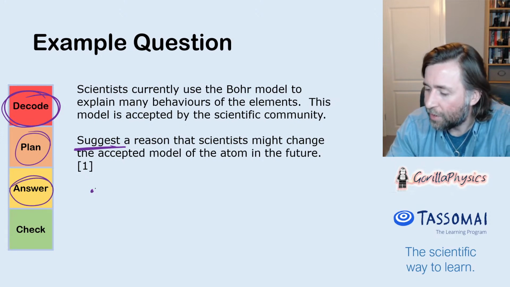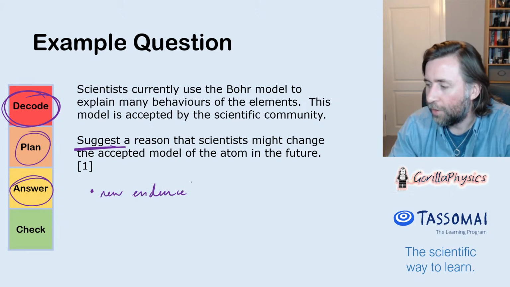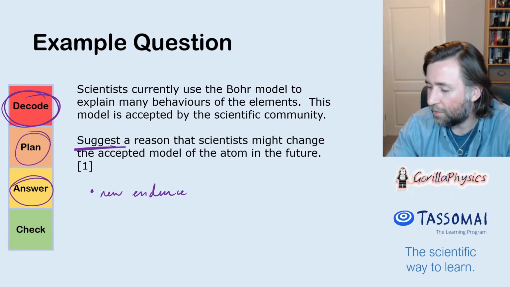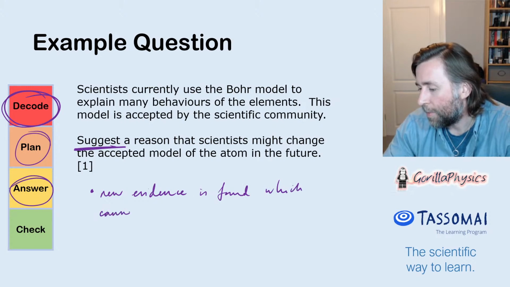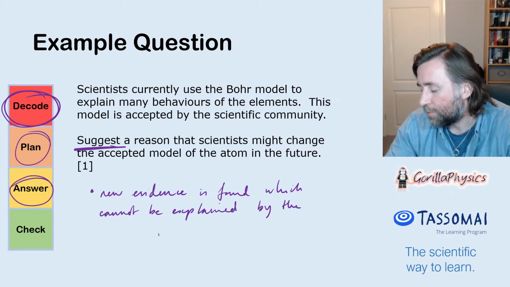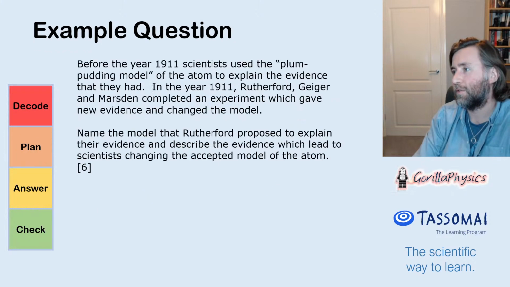Okay, this is maybe new evidence might be found. Okay, new evidence arises, new experiments are conducted, anything like that. New data, anything like that. New evidence is found which cannot be explained by the old model. Okay, let's just check. Have we come up with a reason? Yes, that is the reason. That is the crux of this whole bit here.